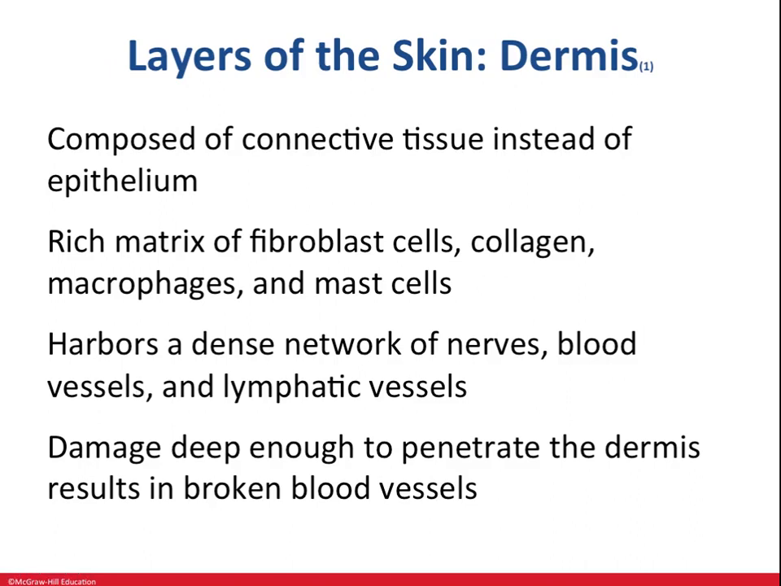So let's talk about the dermis. The dermis contains connective tissues. It's not epithelium, not epithelial cells. It also contains fibroblast cells, collagen, macrophages, mast cells, and also nerves, blood vessels, and lymphatic vessels. If we get trauma to this layer, we have bleeding, and if the trauma reaches this layer, we also feel pain.